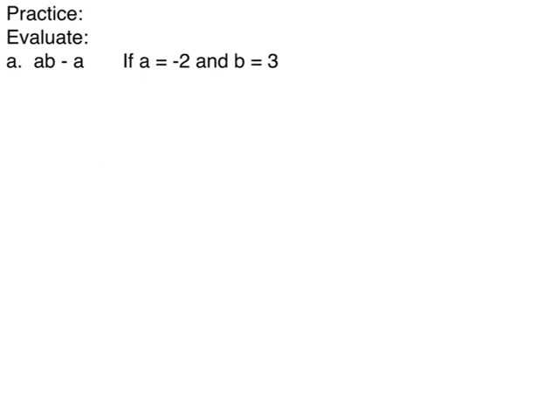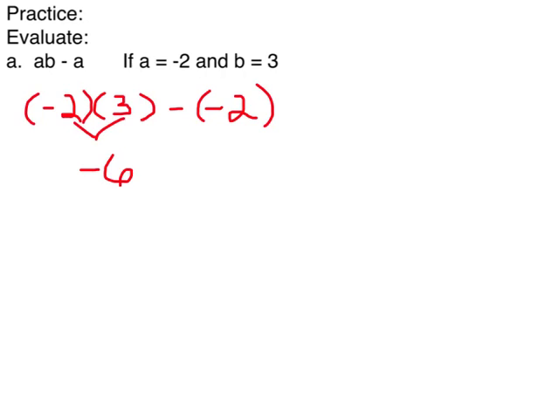Okay, let's evaluate. AB minus A. A is -2, B is 3. Alright, A, I'm going to put -2, and B is 3, minus, again, you've got to put it in parentheses or you'll get these signs mixed up. -2 times 3 is -6, and here we have the opposite of -2 is +2. -6 plus 2 gives us -4.